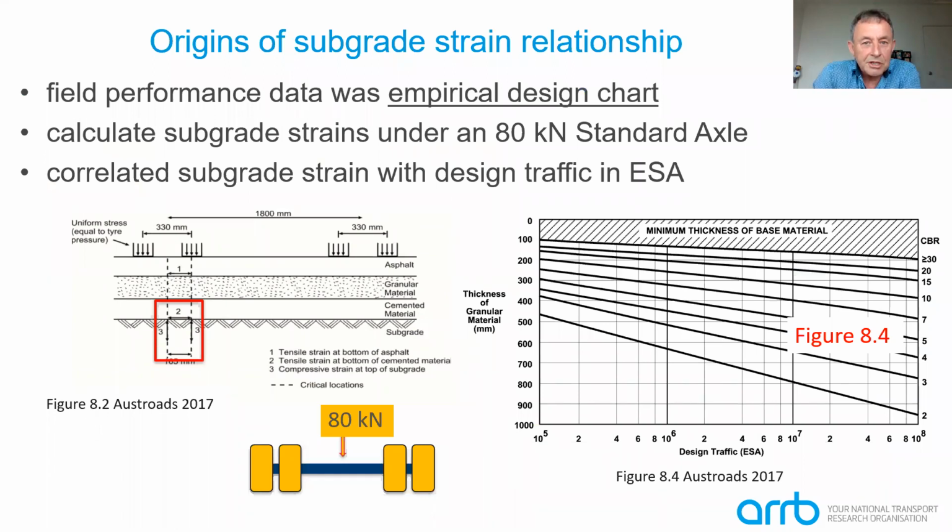So this performance relationship, which we called the subgrade strain relationship, but is actually the surface deformation due to deformation of the granular layers and the subgrade, was developed by relating field performance data, as expressed in terms of our empirical design chart shown on the right-hand side here, correlating the loading from that chart with the subgrade strains calculated under a standard axle. So we took different pavement configurations from our design chart, this figure 8.4, and for a range of CBRs and a range of granular thicknesses, calculated the subgrade strains and then correlated the subgrade strains with the design traffic loading for each configuration that we looked at.